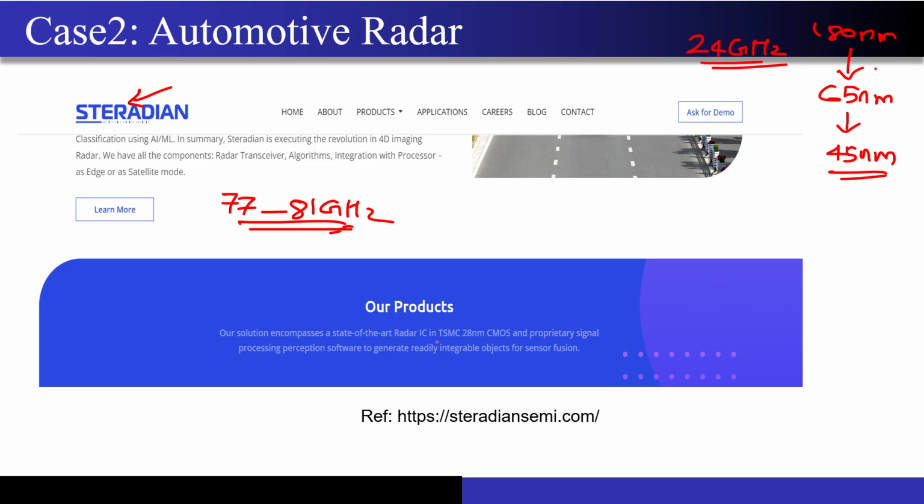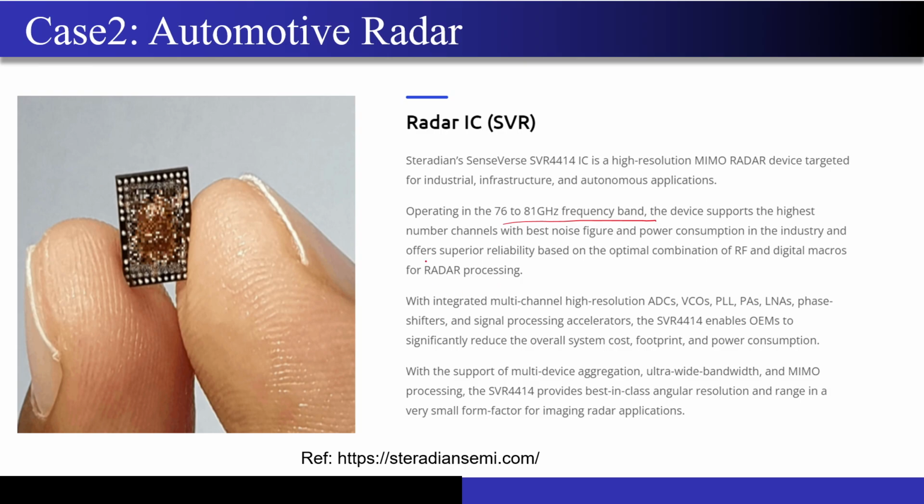Now what is the technology node that they have used? "Our solution encompasses a state of the art radar IC in TSMC 28 nanometer CMOS technology." Now I hope you will not ask why not 180 nanometer? Why are we using only 28 nanometer CMOS over here? The answer is pretty simple. Your frequency has increased so much that a 180 nanometer MOSFET cannot give gain at these frequencies. I hope this is very much clear. Again, they have given the frequency band of operation over here, 76 to 81 gigahertz.